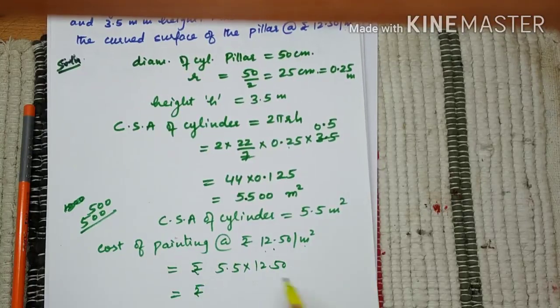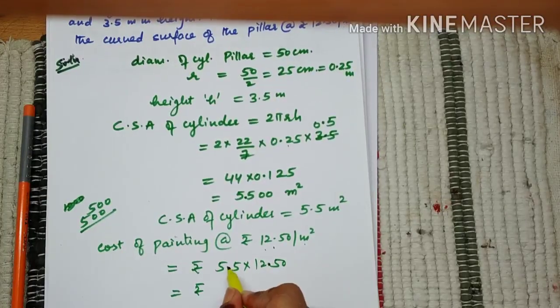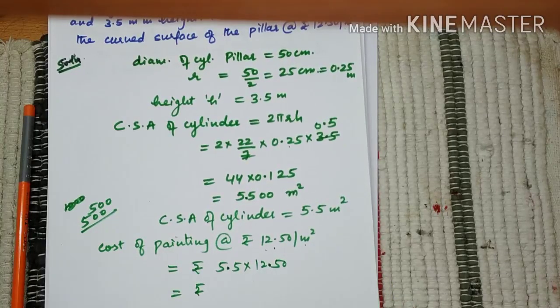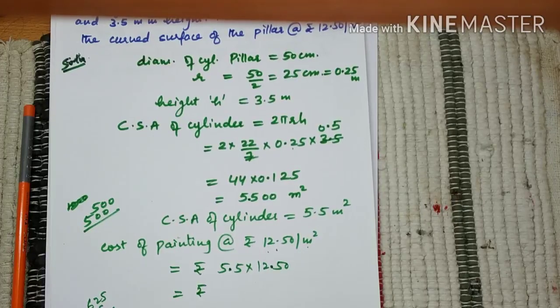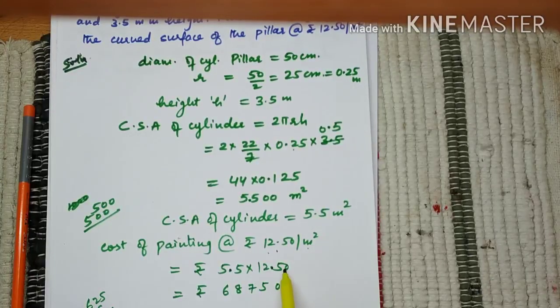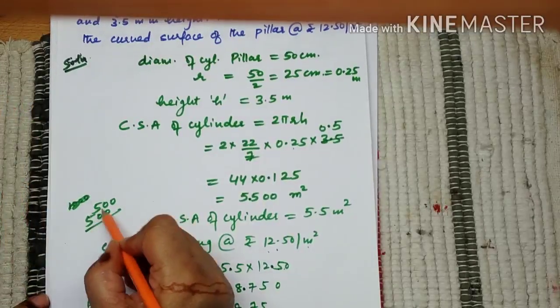So the cost will be, we are multiplying 55 and 125. 125 5s are 625 and 625. 6875, and 0 as it is. So how many decimal places? 3. So 3 decimal places. So my cost comes out to be rupees 68.75.